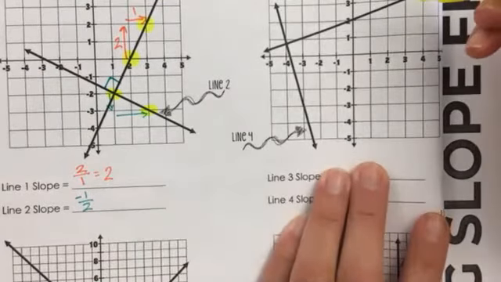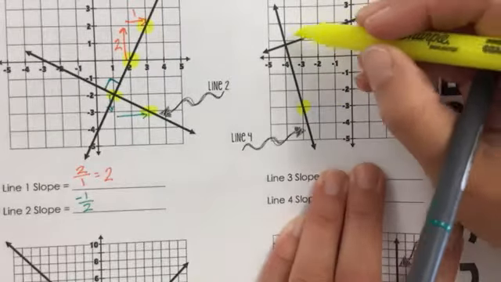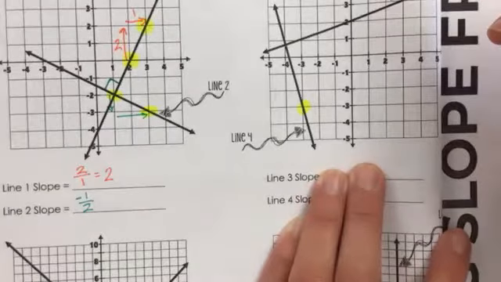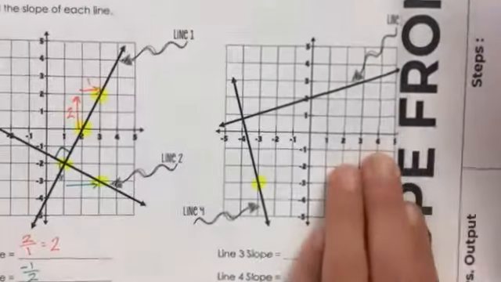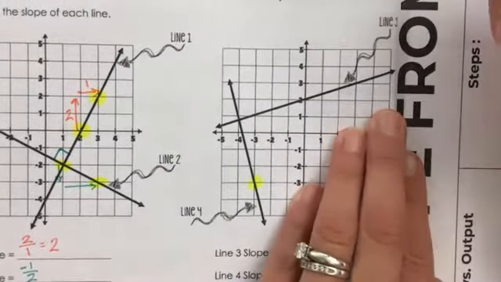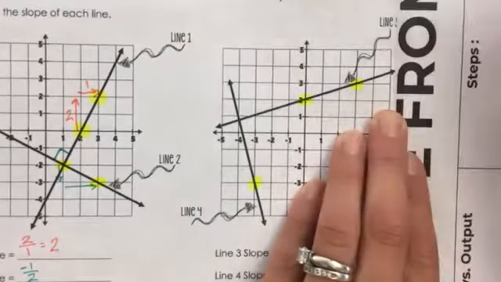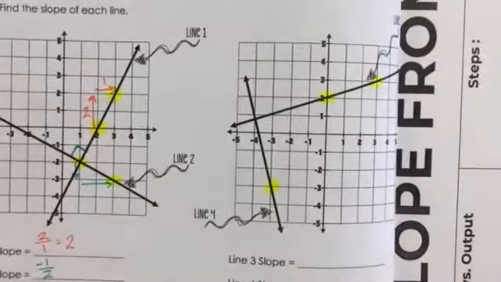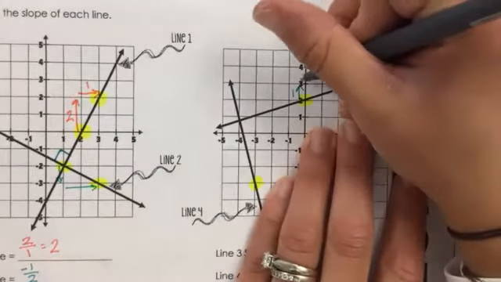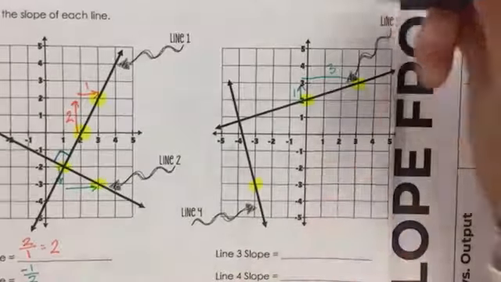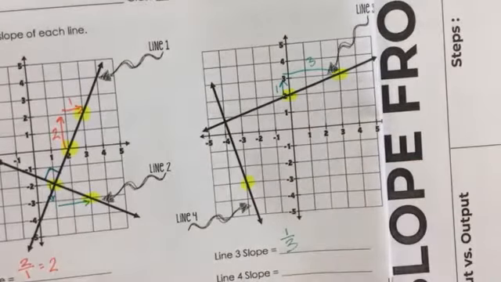Line 3, let's see, probably right here. Oh, sorry. I'm having trouble finding them on line 4. Sorry, line 3. I would say right here and here, maybe? What do you guys feel about that? Okay, so I would go up 1 and then to the right 3. So up positive 1, to the right 3.